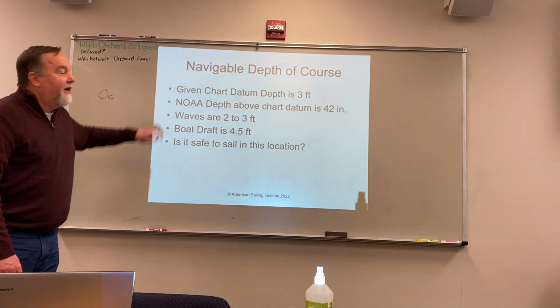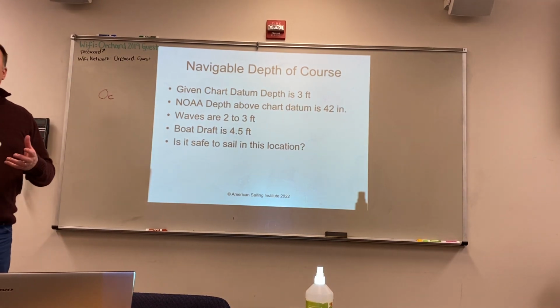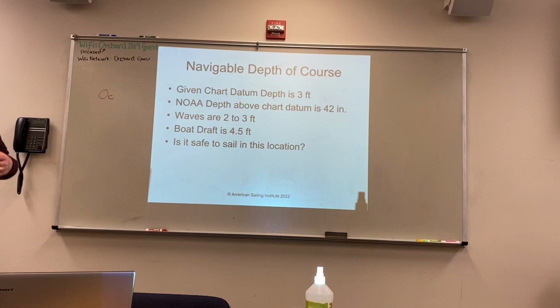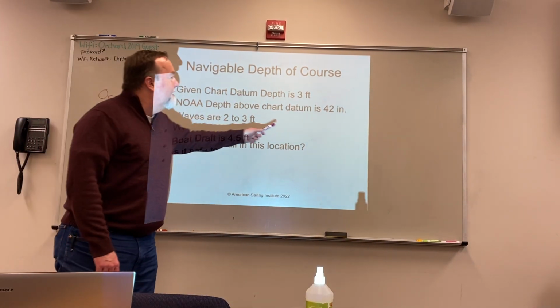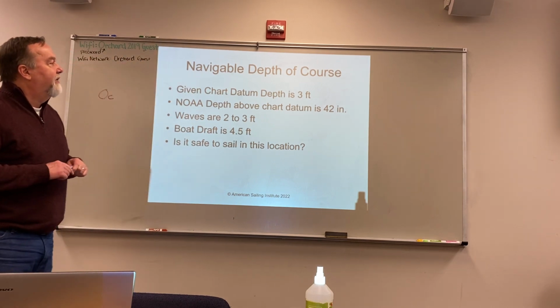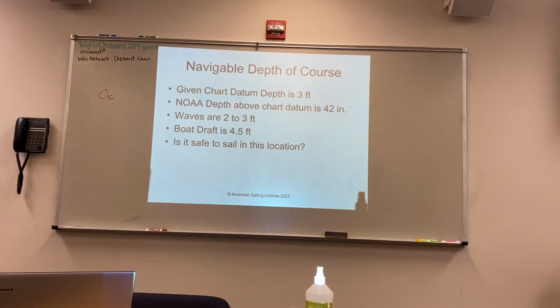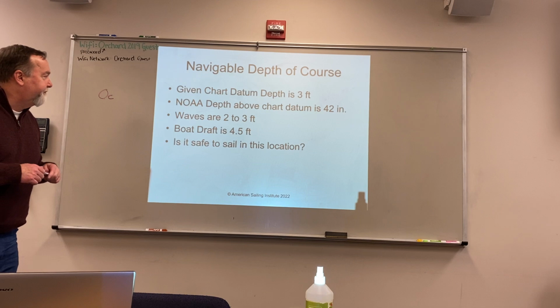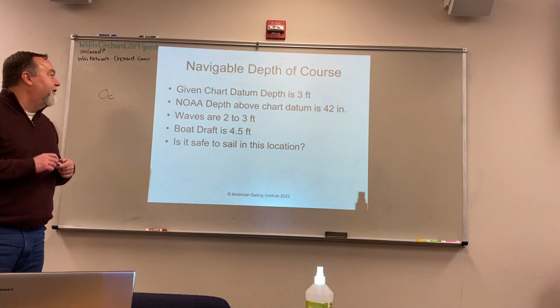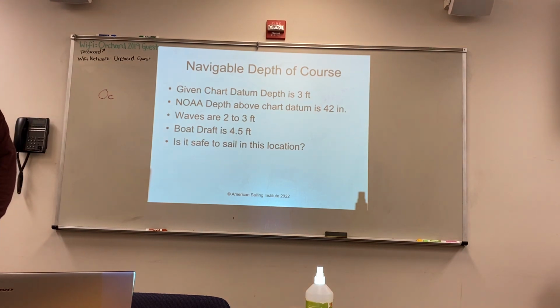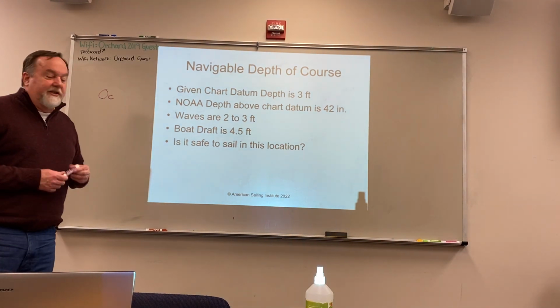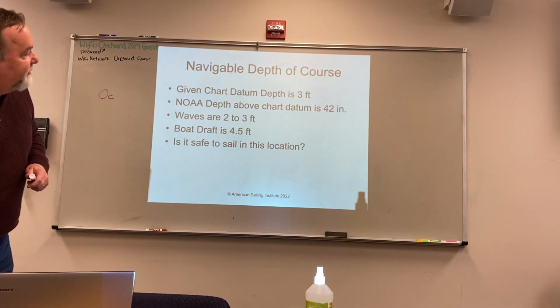We have, based on our local notice to mariners, or we've checked with NOAA, the Coast Guard, whoever, we find out that actually the depth today in Lake St. Clair is 42 inches above chart data. We also have waves that are 2 to 3 feet, and we're going to say that our boat draft, all the way down to the end of our wind keel, is 4.5 feet. So that's what we don't want to hit. And we're going to say, is it safe to sail at this particular location?